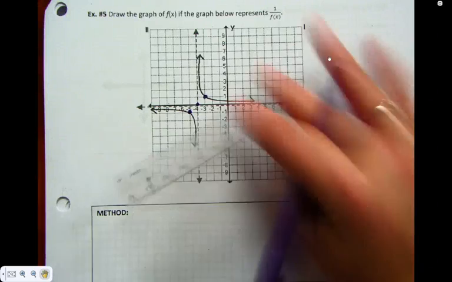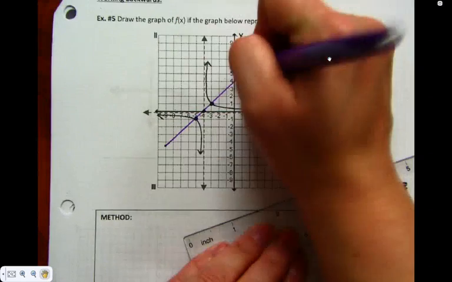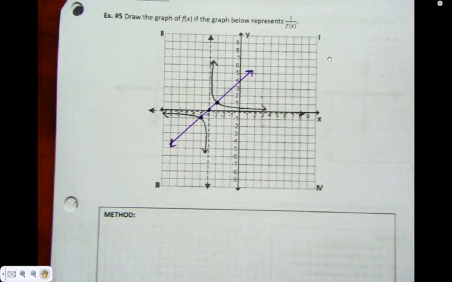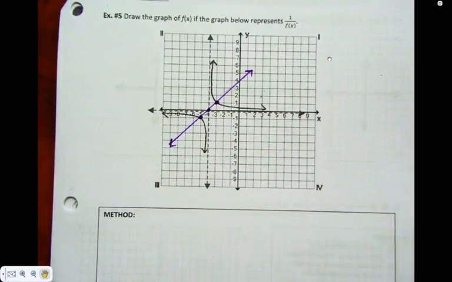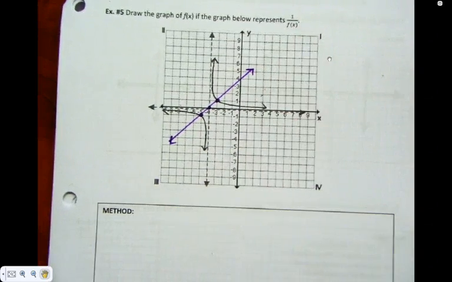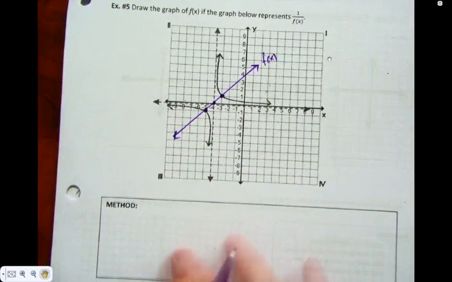So now we just draw the line. That's it. That would have been the original, so this would be f of x. So the reciprocal is 1 over f of x. This would be f of x. That's it.